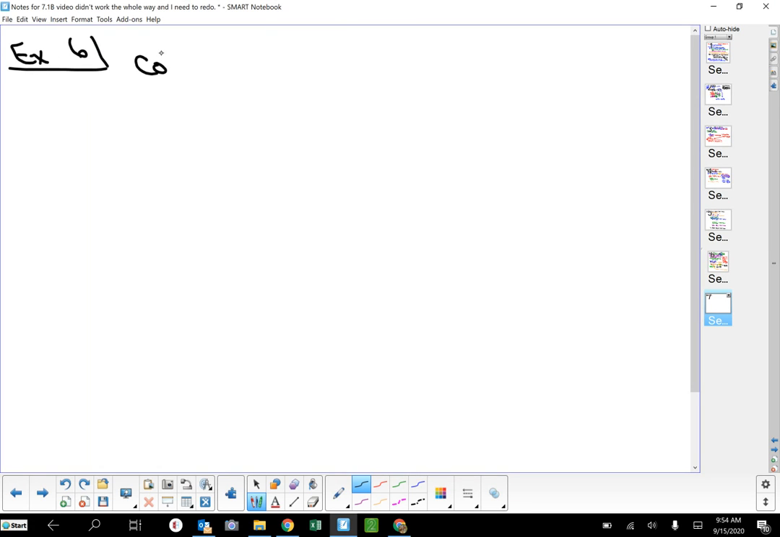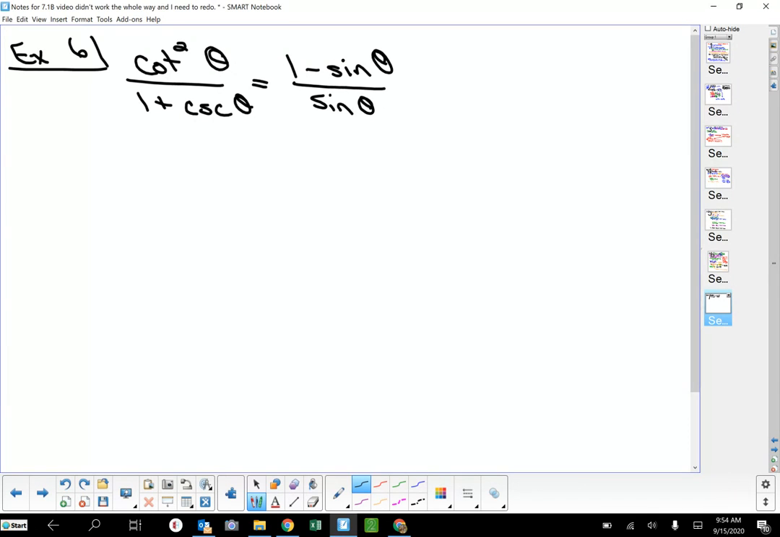All right. This guy looks like cotangent squared theta over 1 plus cosecant theta equals 1 minus sine theta over sine theta. All right, well, we're going to work with the left-hand side. And the reason we're going to work with the left-hand side is because of our squared here. That gives us the availability to use a Pythagorean identity.